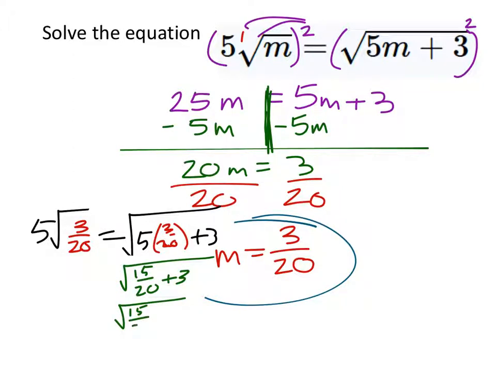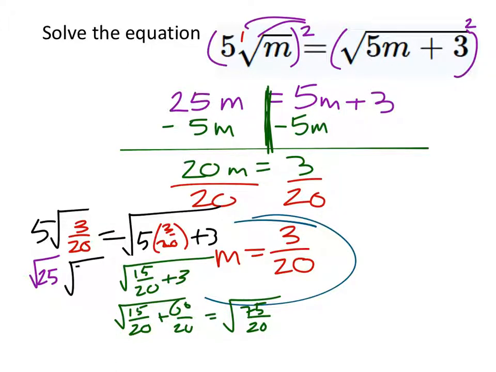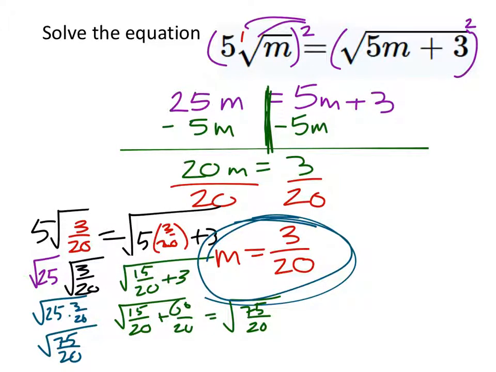15/20 plus 60/20, which is the same as the square root of 75/20ths. I'm not going to simplify that because we need the 75, okay? What I'm going to do, instead of having the 5 right there, I'm going to make it the square root of 25 times the square root of 3/20, so that I can combine the square roots. And then I've got the square root of 25 times 3/20, which is the square root of 75/20. And so we got the same square root fractions for both. And now we can circle with hopefully a lot more confidence, m equals 3/20.